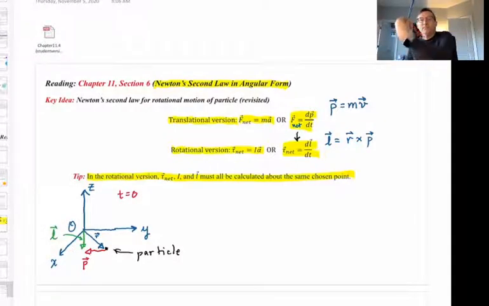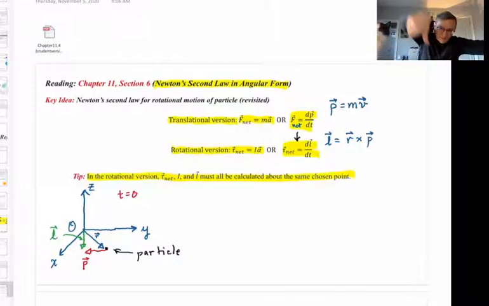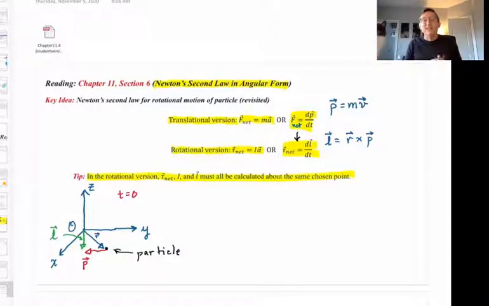So R and P, and then I have to hold them so that I can see them. I have to reach in with the fingers of my right hand, with my fingers along R, with my palm facing P, and push R on top of P and see which way my thumb points, and my thumb points down. That's the negative z direction, vertically down from the xy plane. That's why my green arrow labeled L points down.